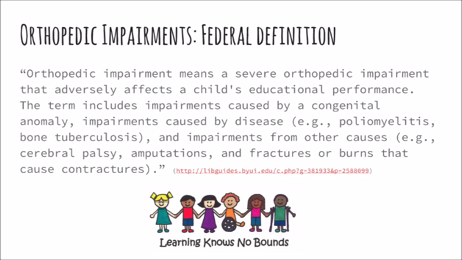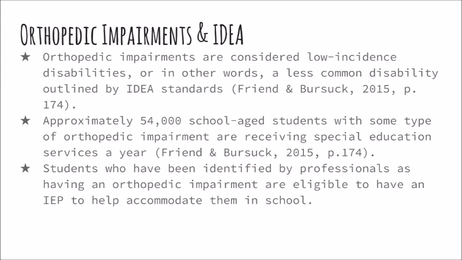The term includes impairments caused by congenital anomaly, impairments caused by disease, and impairments from other causes. Orthopedic impairments are considered a low-incidence disability, so that means a less common disability by IDEA standards. This means that students are eligible to receive IEP accommodations, and approximately 54,000 school-age students are receiving some type of special education services a year.